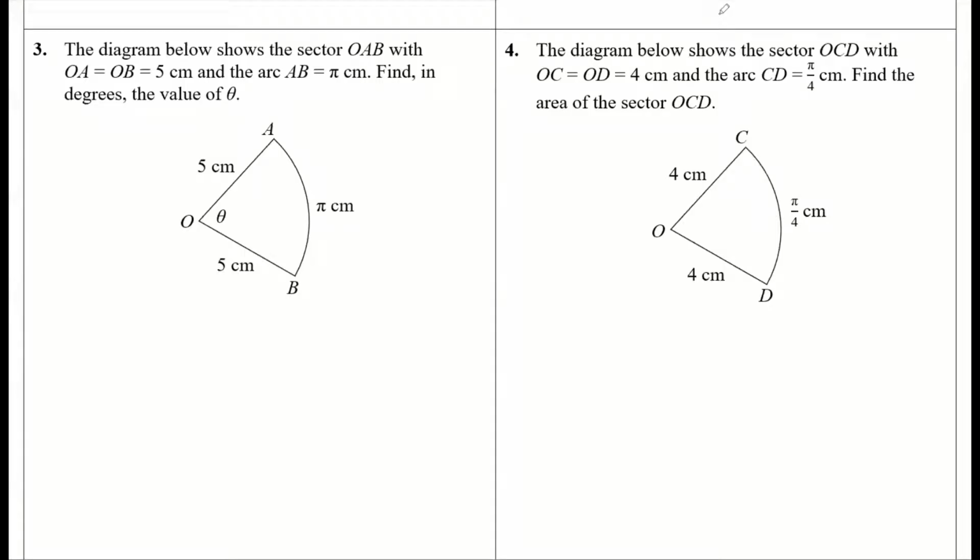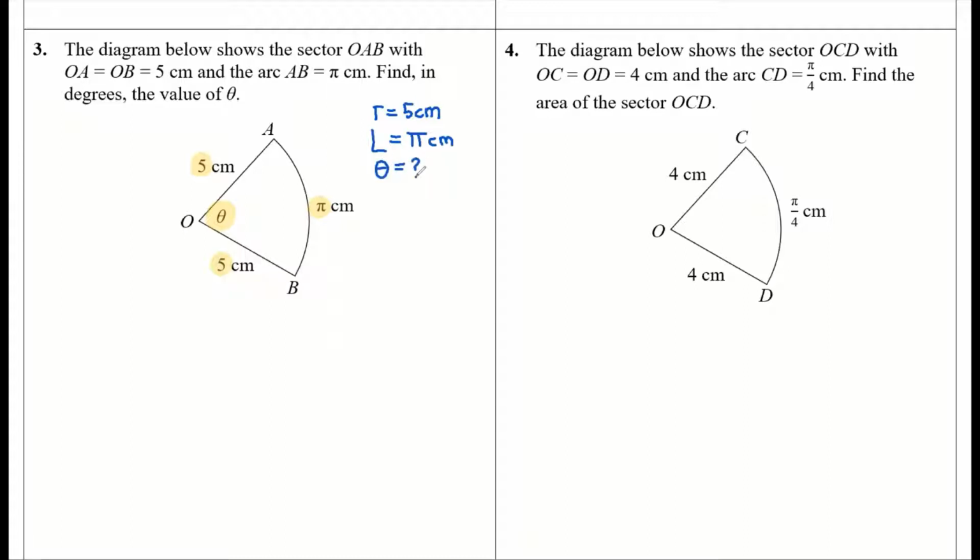And for question 3 of the warm-up, we have to calculate the value of theta here. Now we're given the radius of our sector, and we're given the arc length. So let's make a little list of the things we know. We know what r is. R is 5 centimeters. We know the arc length L is pi centimeters, but we don't know theta. So theta is the thing we wish to find.